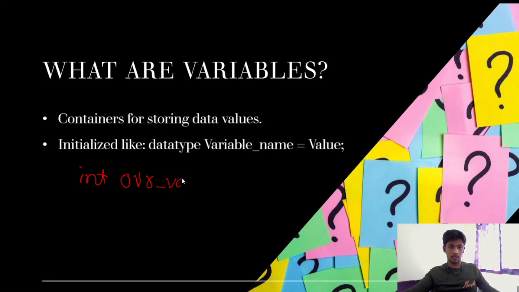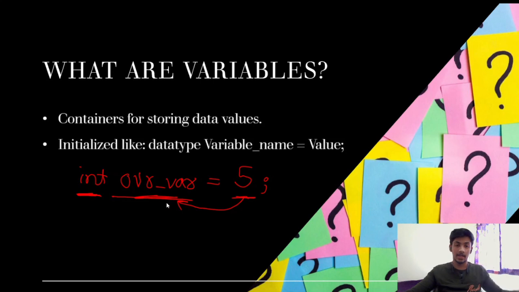int, then our variable name, and we can store a value as 5. So this is the data type, this is our variable name, and this is the value we are storing in it. Data type is the type of data. Here we can store an integer in it. We will learn this after some time, just wait for it.